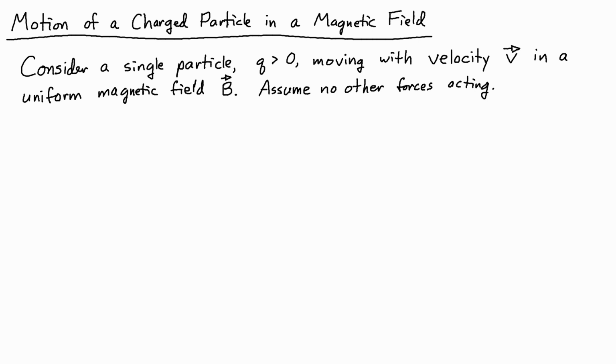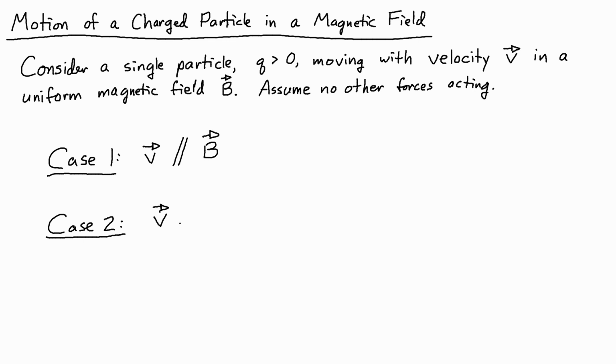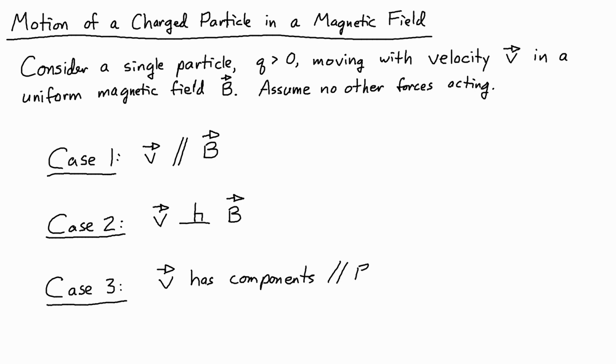And this boils down to three separate cases. In case 1, the velocity is parallel to the magnetic field. In case 2, the velocity is perpendicular to the magnetic field. And in the third case, the velocity has components that are parallel and perpendicular to the magnetic field. And I'll call these components v parallel and v perpendicular.